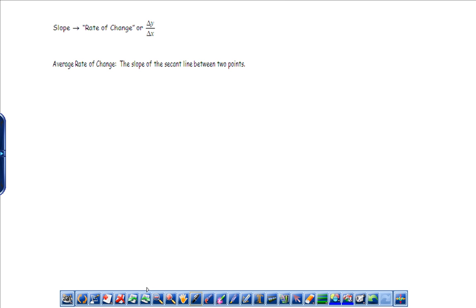Okay, your slope, it is your rate of change, or delta y over delta x, that means your change. Or you can also do y2 minus y1 over x2 minus x1. Same thing. Again, you don't have to do 2 minus 1. You can do 1 minus 2 here. It doesn't matter.